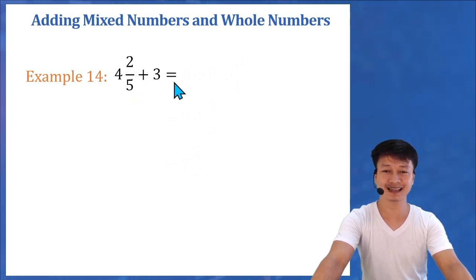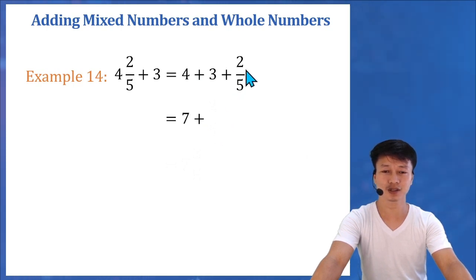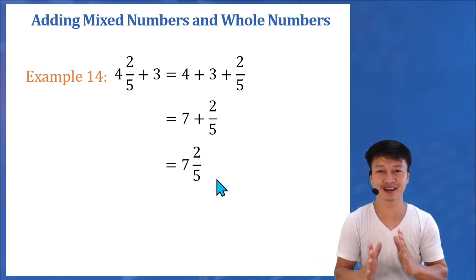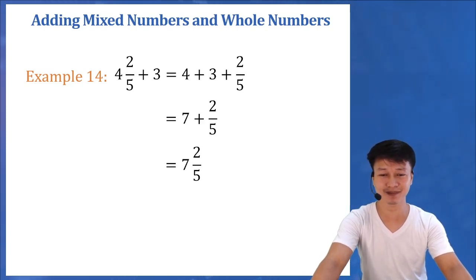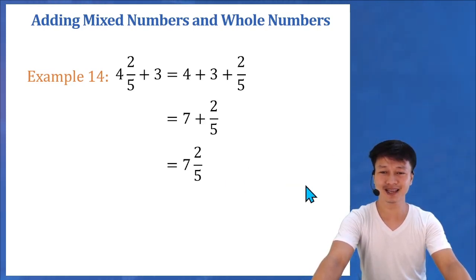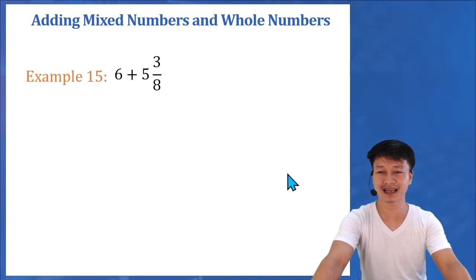So, easy lang yan. Just add the whole number part. So, we have 4 plus 3 plus the fraction part, which is 2/5. And then, adding 4 and 3 will get 7 plus 2/5. Okay? So, 7 plus 2/5 will give us 7 and 2/5. Parang pinagtabi lang natin. Okay? If you still remember our first example. Okay, so let's take the last example before we end up.